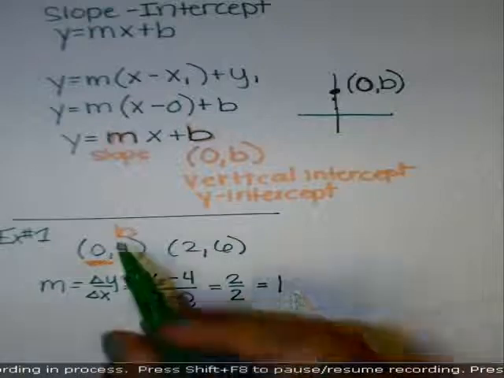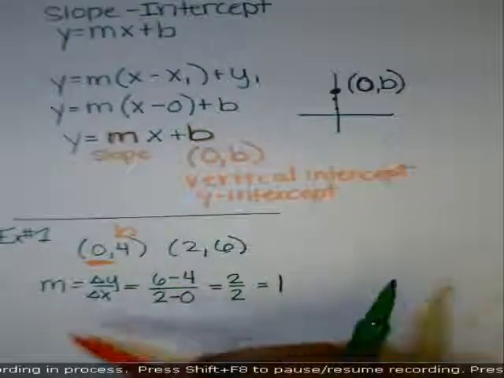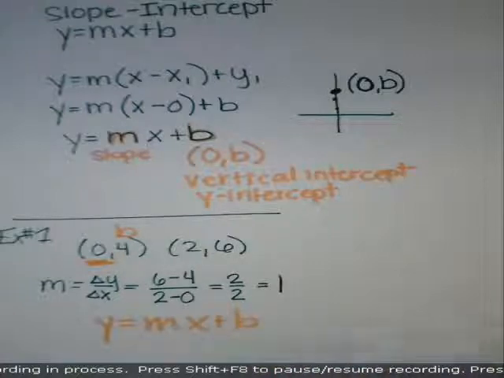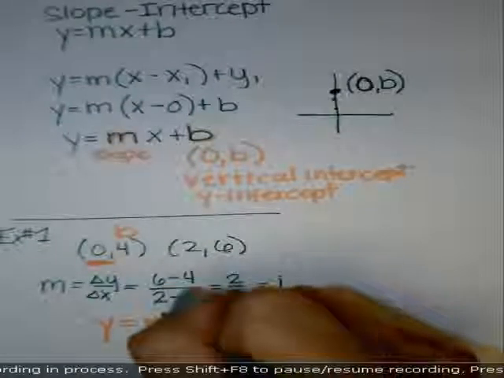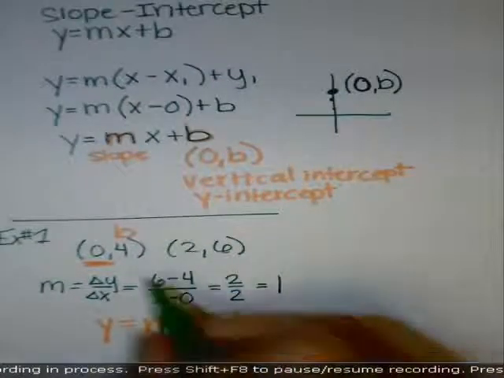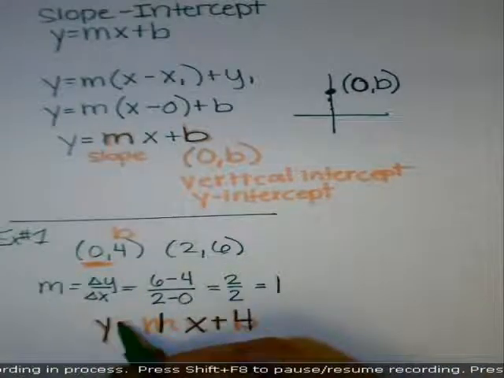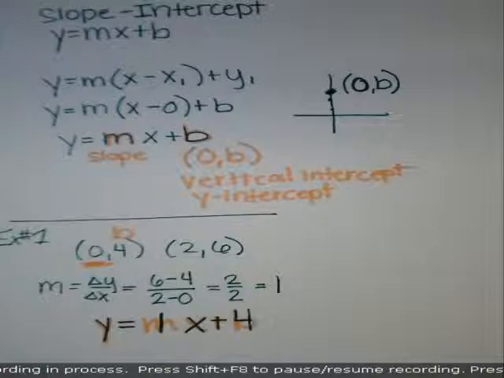Now I have my slope, I have my b. All I'm going to do is fill in this formula, y equals mx plus b. Instead of m, I'm going to put 1. Instead of b, I'm going to put this positive 4. So final answer there, y equals 1x plus 4.